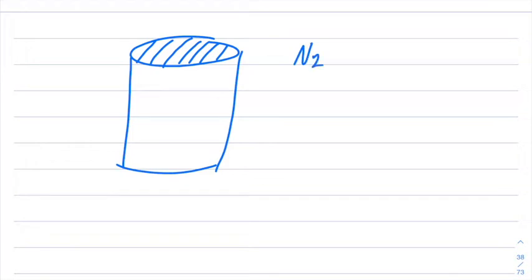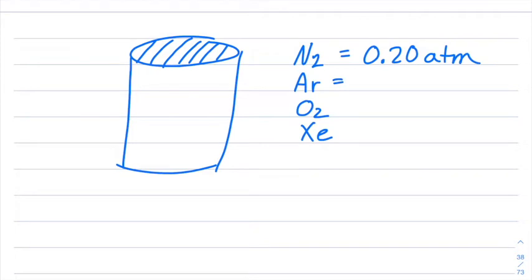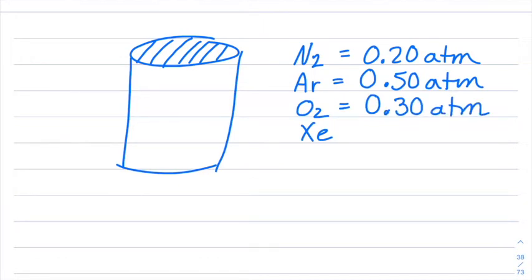And I'm going to say that there's some nitrogen, some argon, some oxygen, and just for fun, let's put some xenon in there. For the nitrogen, I'm going to say the nitrogen alone exerts a pressure of, let's say, 0.20 atm. The argon alone exerts 0.5 atm. The oxygen, let's say it has 0.3 atm all by itself. And let's say the xenon has 1.20 atm. That's the pressure of the xenon all by itself.